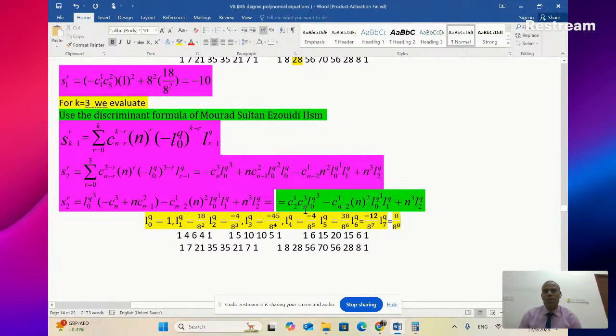choose 1 times combination n choose 3, n is 8, times L0 of ODQ cubed, L0 is 1, minus combination n minus 2 choose 1. Of course, the n here is 8. 8 minus 2 is 6. N raised to the power 2 means 8 raised to the power 2, times 1 because L0 is 1, times L1. L1 is 18 divided by 8 squared, plus n cubed times L2. L2 is equal to negative 4 divided by 8 raised to the power 3. I will just make the substitution.